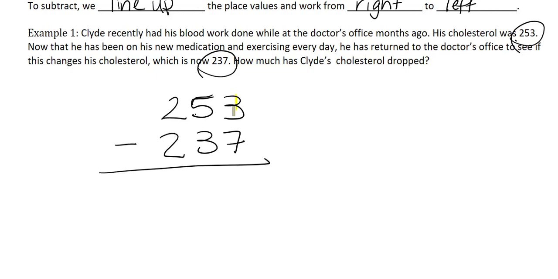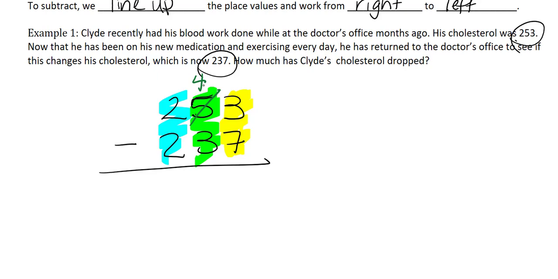So we are starting right on the far right, and then we're going to move on to our tens, and then lastly we'll do our hundreds. So we're going to go 3 minus 7. Well, 3 is much smaller than 7, so we're going to need to borrow. And we go ahead and borrow from the left, the first one on the left. So this one's a 5. We're going to make this a 4. And then, as we're borrowing a whole 10 from it, right, because we went from 50 to 40.